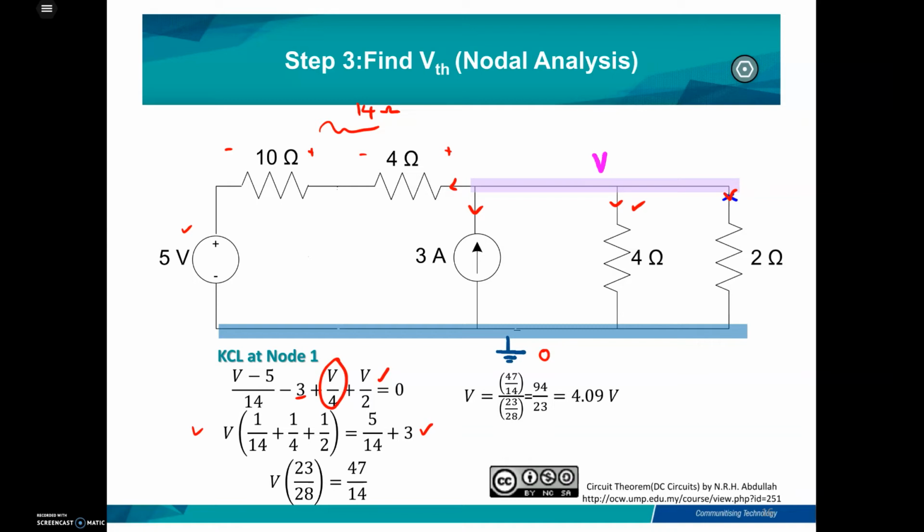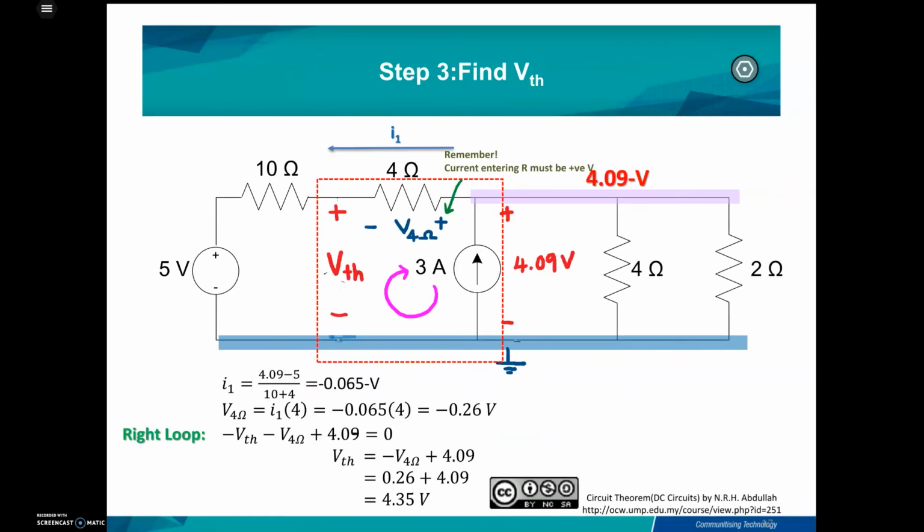After you solve the KCL equation, you can get V equal to 4.09 volt. Now you need to find the current I1 because it will affect the value of V Thevenin. Please remember that you have to find the V Thevenin across the terminals in the circuit. I already mentioned previously, you have a choice: either you solve the left loop or the right loop.